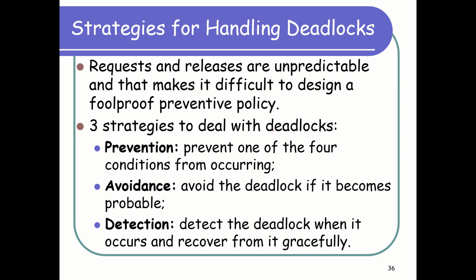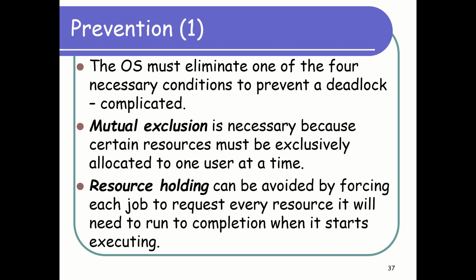Three strategies to deal with deadlocks. Prevention: prevent one of the four conditions from occurring, the mutual exclusion, the preemptive, the circle. Avoidance: avoid the deadlock if it becomes probable. And detection: detect the deadlock when it occurs and recover from it gracefully. So we're going to see all these three strategies.